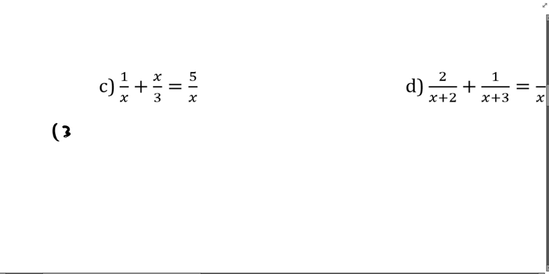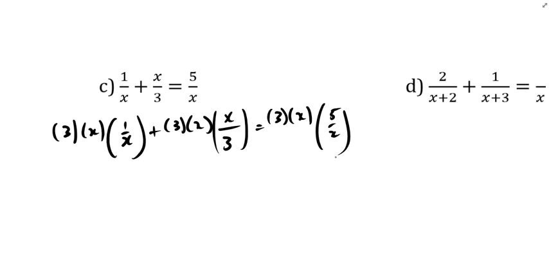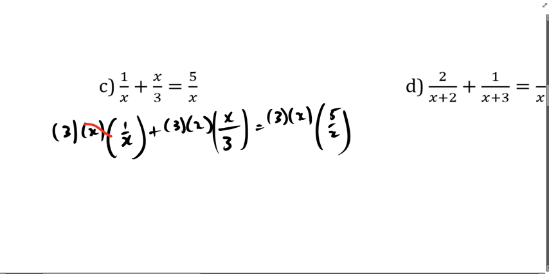So I got to multiply by 3 and by x, 1 over x plus 3 and x over 3 equals 3 and x, 5 over x, right? So if I just show it that way, my common denominator would be the product of 3 and x, so I just do it that way. And then that gets rid of my denominator. The 3's are gone, the x's are gone.